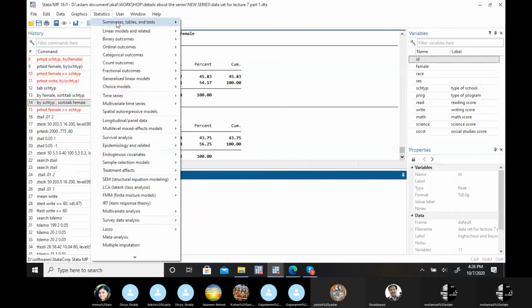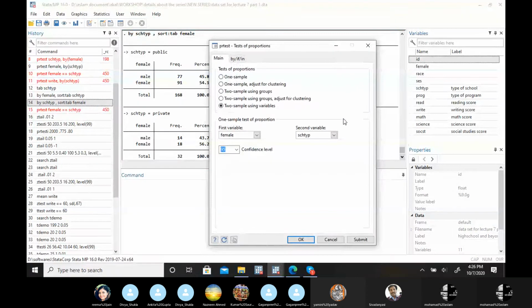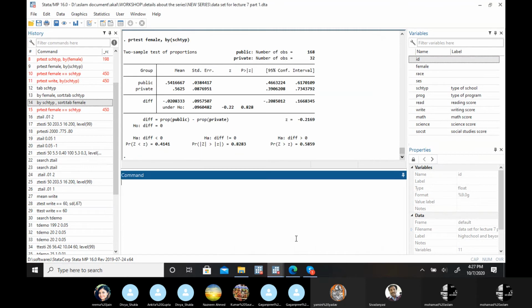So again, statistics, classical test of hypothesis, proportion test, two sample using groups. Female is the variable name and the group is where I want to see school type, private and public. I want to see it at a 5% level of significance, so it's a 95% confidence interval. So, okay, let's see the results.